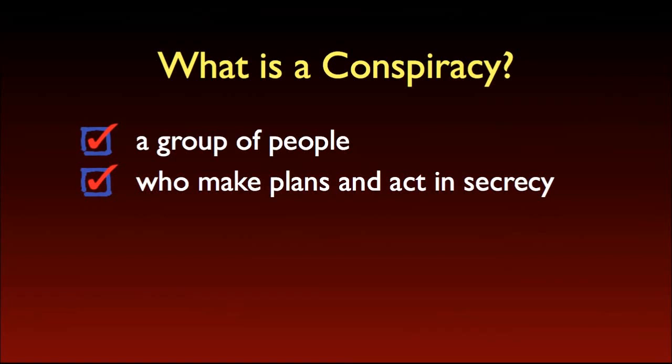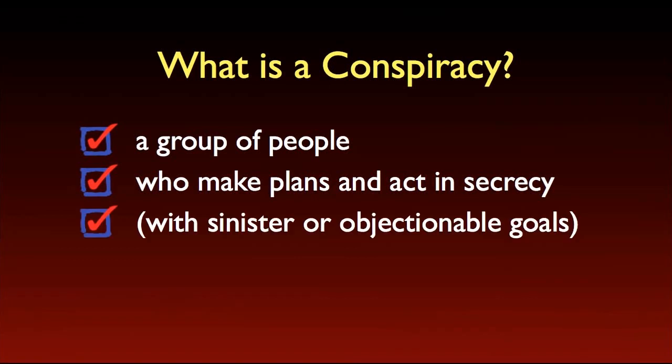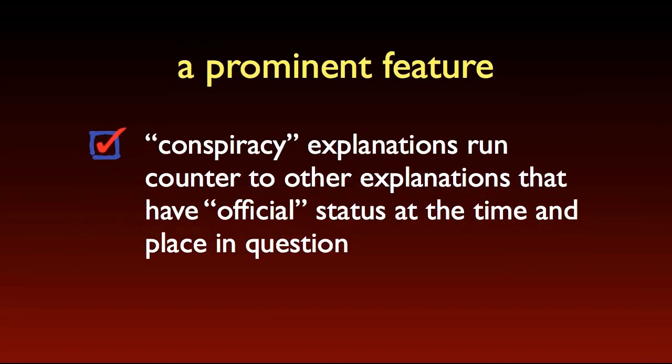But in the sense in which the term conspiracy theory is normally used in political contexts, there's an assumption that the conspirators have sinister or at least objectionable aims of some kind. To engineer events and control public perception, to acquire money and power and influence and so on. It's probably a mistake to build this into the definition of a conspiracy, but in the cases that we'll be looking at, the label conspiracy usually comes with a normative judgment that there's something objectionable about the aims of the conspirators. Also, a conspiracy explanation of some historical event is usually contrasted with other explanations that have official status at the time and place in question.